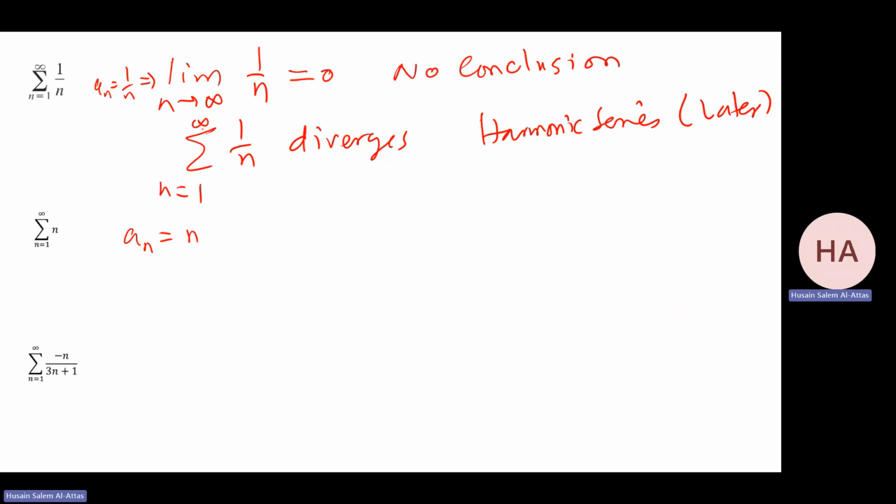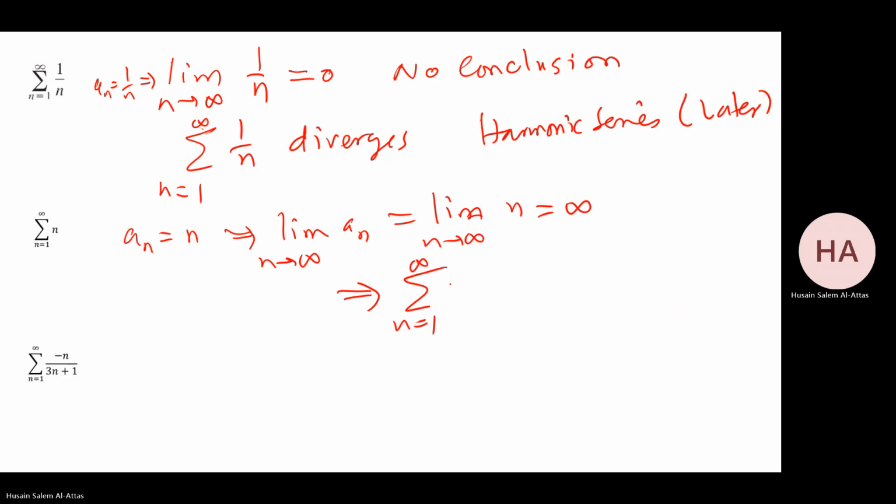Okay, let me do this one. a_n equals n here. So the limit of a_n as n goes to infinity will be the limit of n as n goes to infinity, and that is infinity. Right away, the series diverges. The idea of this video is I wanted to show you different examples of all these 3 cases: telescoping, geometric, and test for divergence.